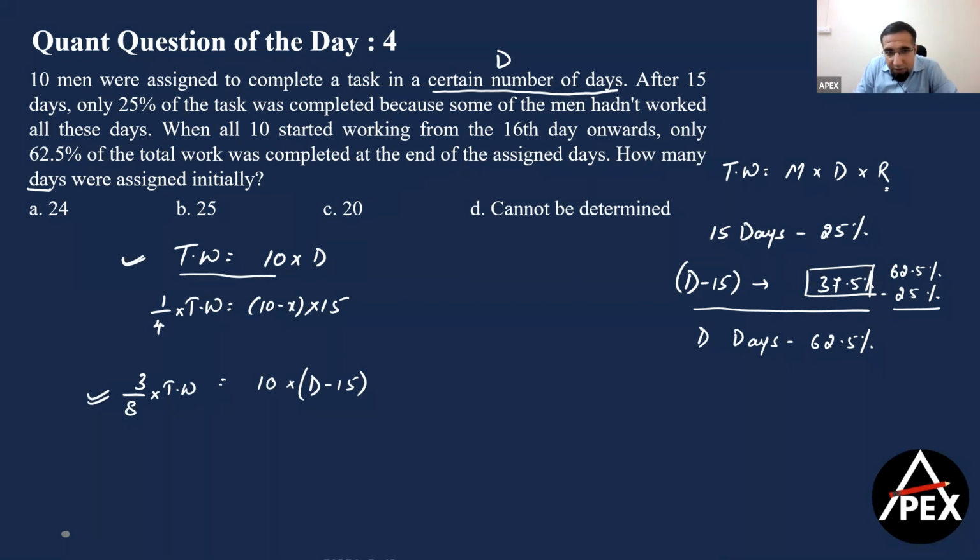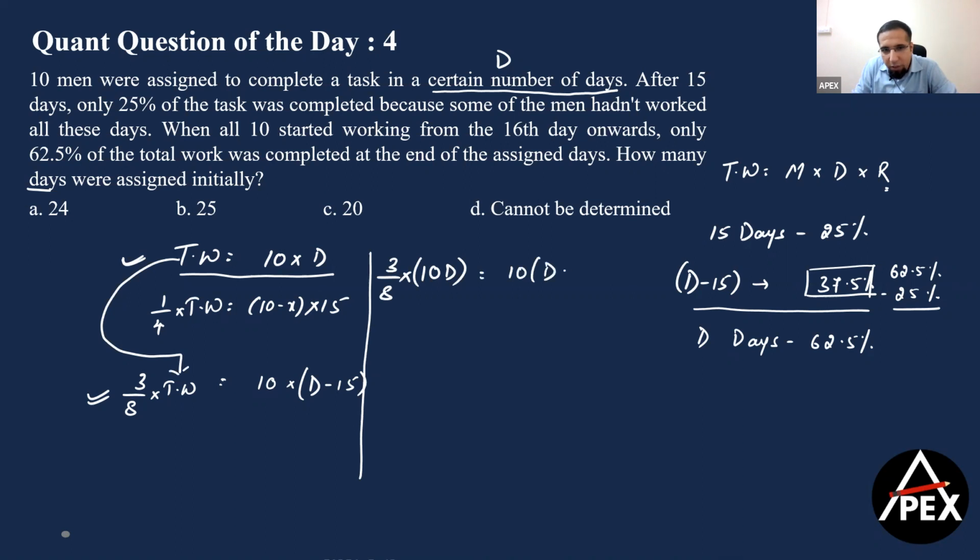Okay. Now, total work is equal to 10 into D. Let me replace that here. So, if I rephrase, all I get is 3/8 of total work. Now, total work is 10D. Okay. Which is equal to 10 into D minus 15. So, when we cross multiply, we get 30D is equal to 8 tens are 80. 80 into D will give me 80D minus 80 into 15 will give me 1200. So when we transpose the values, we get 50D is equal to 1200. 0 and 0 get cancelled. 5 twos are 10, 5 fours are 20, so the value of D is equal to 24 days.